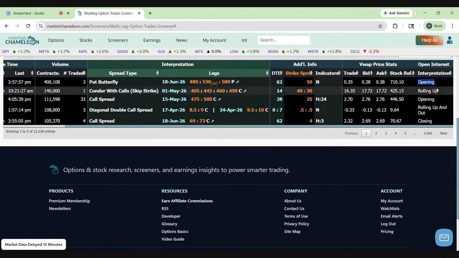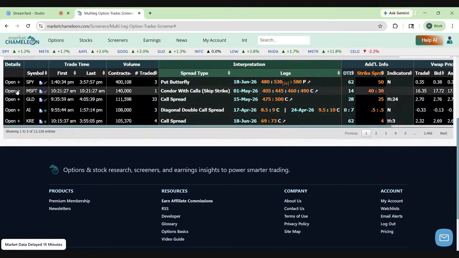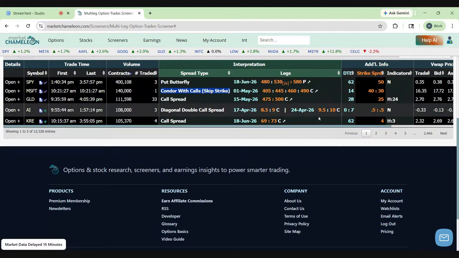So let's do one more. In here, we have a trade in Microsoft. So this traded one time. Okay, at 10/21/27, a total of 140,000 contracts traded in this spread, which we interpreted as a condor with calls, skip strike. Okay, so there's a condor with calls, but it wasn't perfectly even. It was like a skip strike.